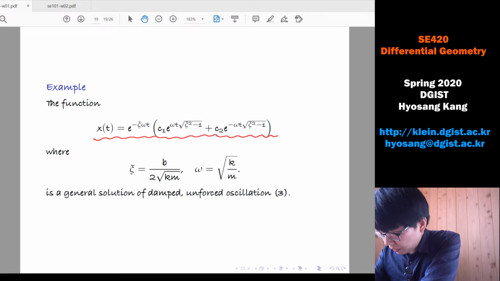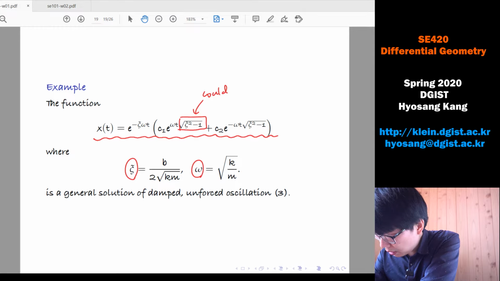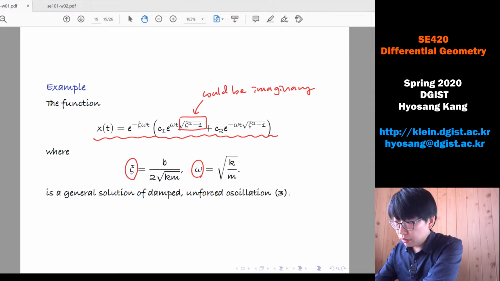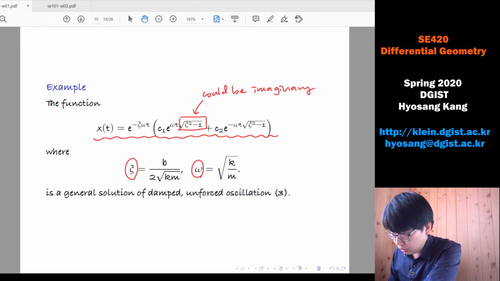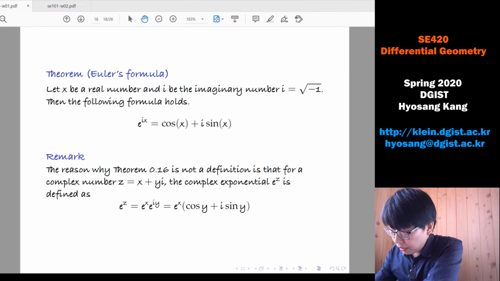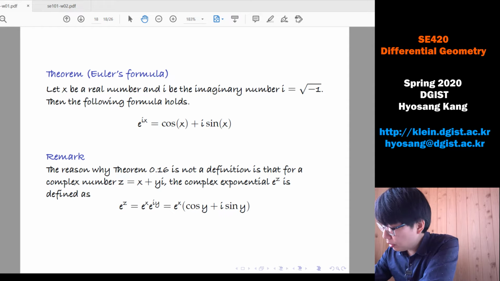So the problem is we have zeta and omega as real numbers, but here this could be an imaginary number. So we know how to take a derivative of exponential function with real coefficient, but we don't know how to take a derivative with complex coefficient. So let's take the Euler formula again. So we have Euler formula.